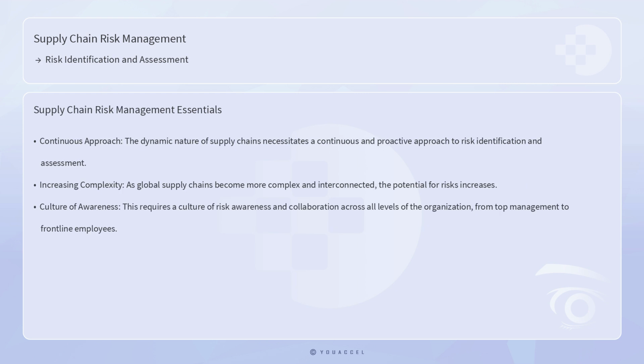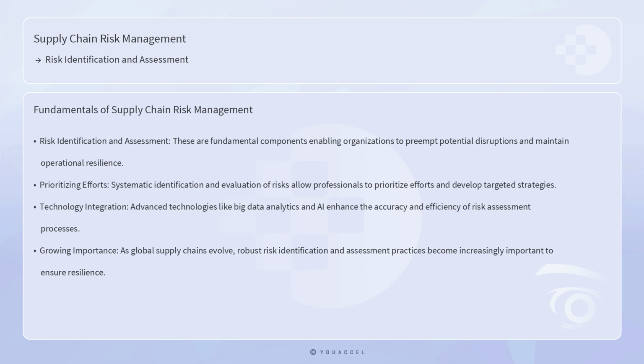The dynamic nature of supply chains necessitates a continuous and proactive approach to risk identification and assessment. As global supply chains become more complex and interconnected, the potential for risks increases, making it imperative for organizations to remain vigilant and adaptive. This requires a culture of risk awareness and collaboration across all levels of the organization, from top management to frontline employees.